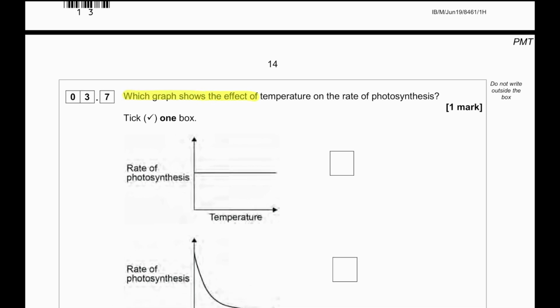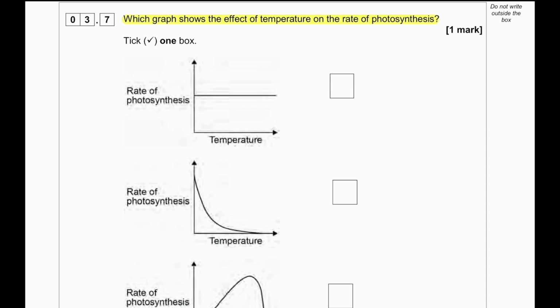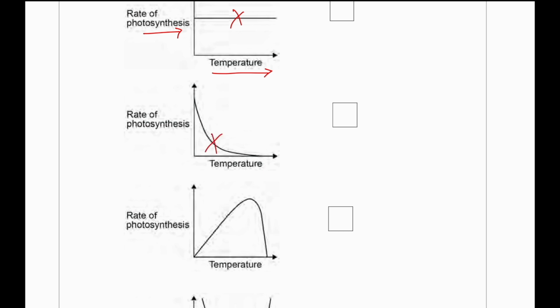Which graph shows the effect of temperature on the rate of photosynthesis? So we can see the first graph where the temperature increases but the rate of photosynthesis does not increase. Photosynthesis is just like any other chemical reaction. As the temperature increases, the rate of photosynthesis increases. So this is also wrong, because here with increase in temperature, the rate of photosynthesis decreases.